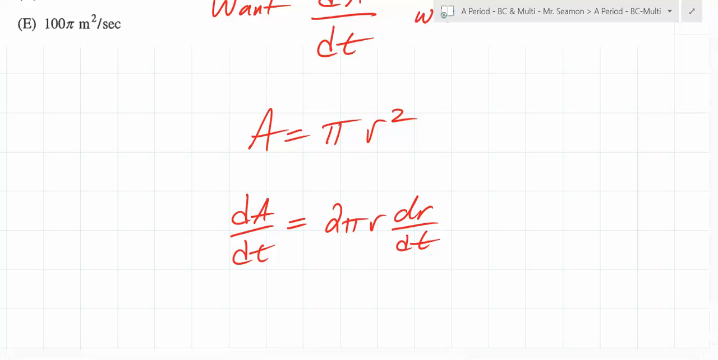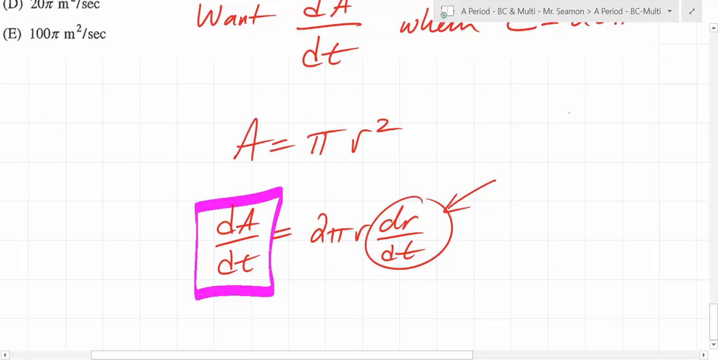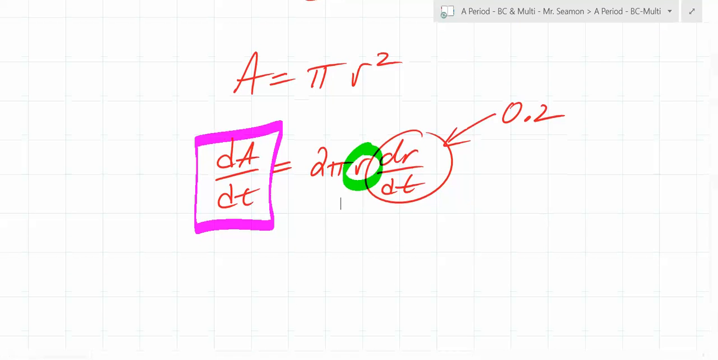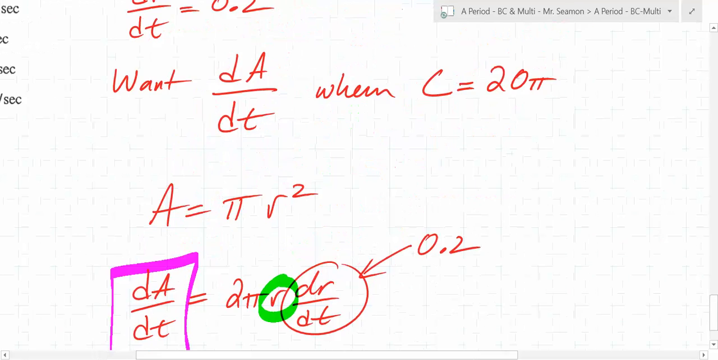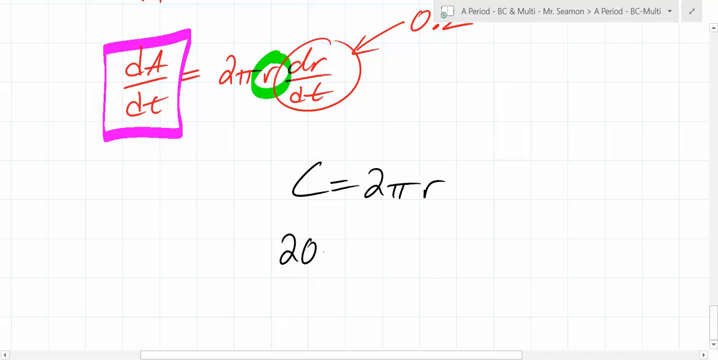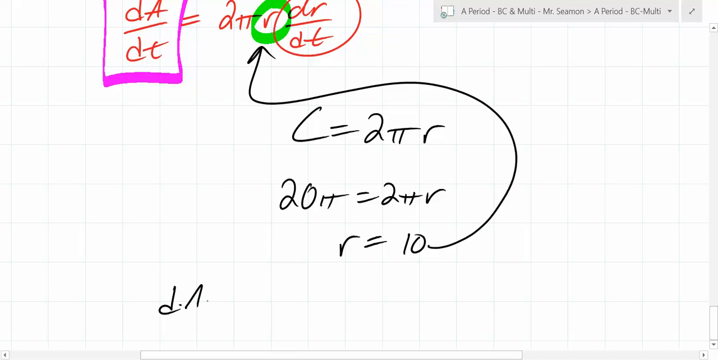So what do we want here? We're looking for dA/dt, right? When what is true? When the circumference is 20 pi. We know that dr/dt is what? 0.2. But then we also need r, right? Circumference is 2 pi radius, right? So we know that 20 pi is equal to 2 pi r. So r is equal to 10. Am I good? So then you plug it in there, and what do you end up with? dA/dt is equal to 2 pi times what?